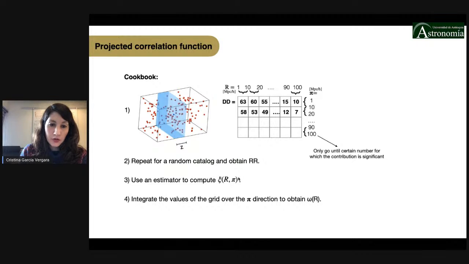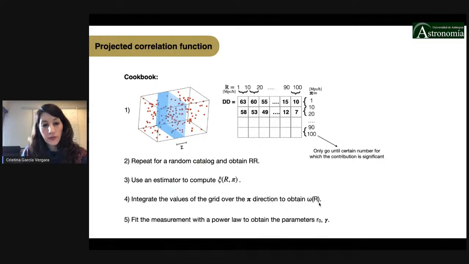Then this two-point correlation function will also be a grid like this one. Then you can integrate the values of the grid over the p direction to obtain omega r. Then you can fit the measurement omega r, and you will get directly the parameters r naught and gamma. This measurement is much more direct to obtain the parameters, and you are not assuming any redshift distribution, you're not assuming any cosmological parameters. This is just the measured quantity from observations.